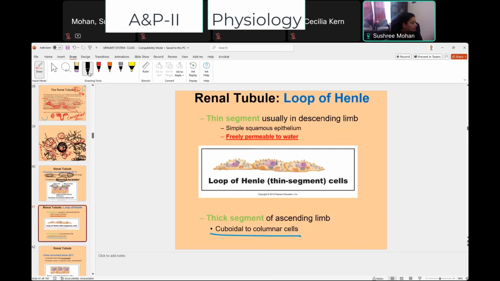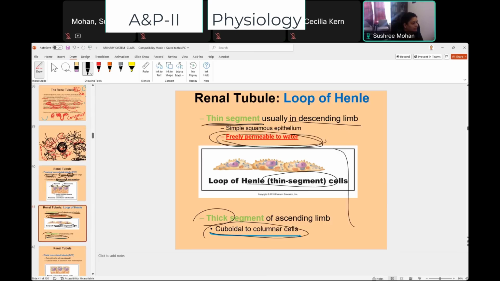And let's look at the loop of Henle. The descending one is thin segmented cells and the ascending one is thick one. Again, it is ranging from cuboidal cells to columnar cells. And remember the thin one in the descending limb, that is freely permeable to water. So this is the loop of Henle, this is the down and this is the up. This is the descending, this is the ascending. This one is freely permeable to water. So water can freely go back into the body.